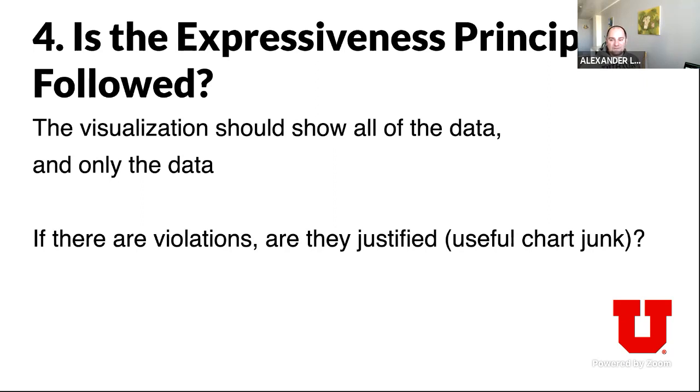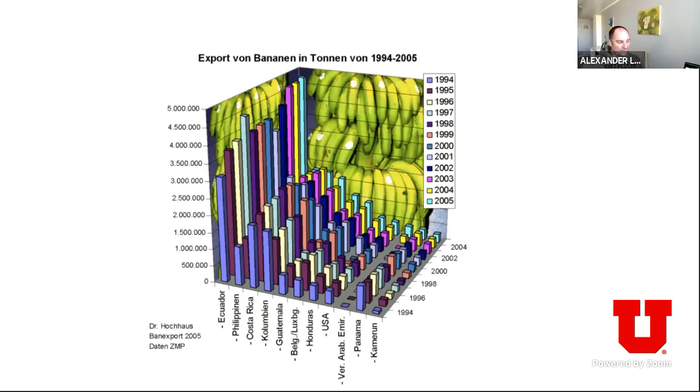Or is there something on top that is aesthetically interesting or appealing, so that the value is in that part of the visualization? So if the expressiveness principle is violated, is there an obvious reason that you can see that the designer had to do that? Here, for example, I would argue that the expressiveness principle is violated. There's clearly a lot of chart junk here, and it doesn't really make sense, so this isn't well justified.